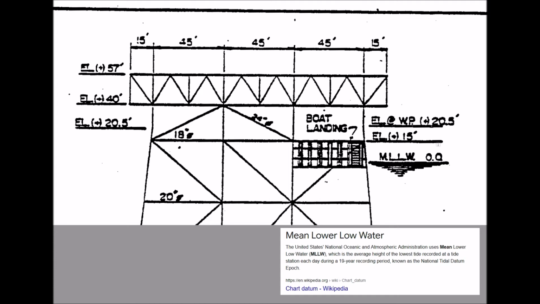So this 15-foot dimension here is effectively the largest on average. At times it will be a little more. But most of the time it will be less than 15 feet, considerably less than 15 feet.